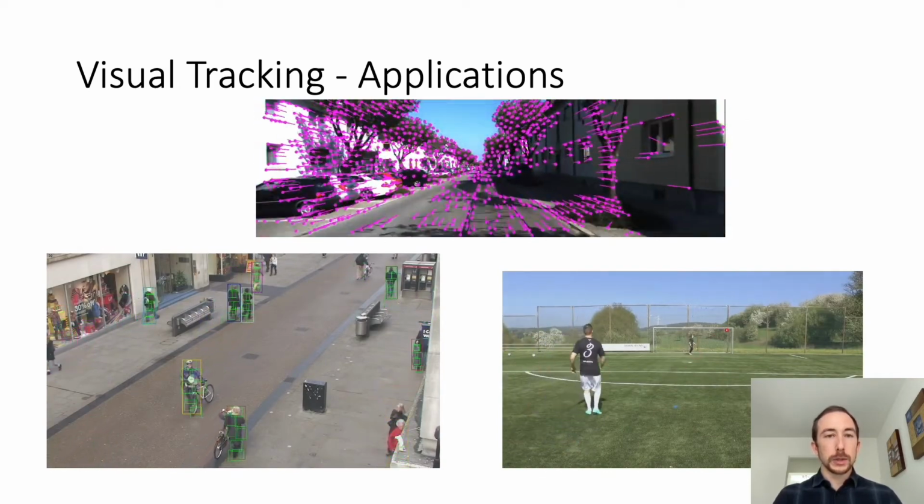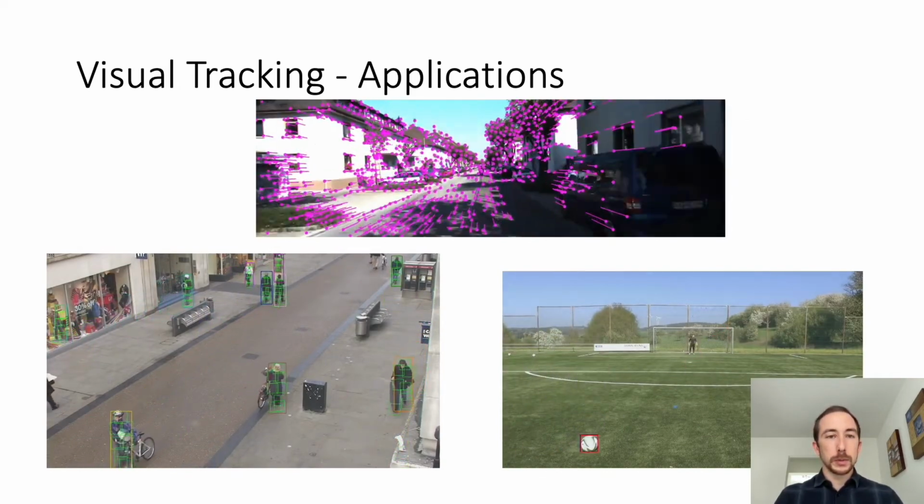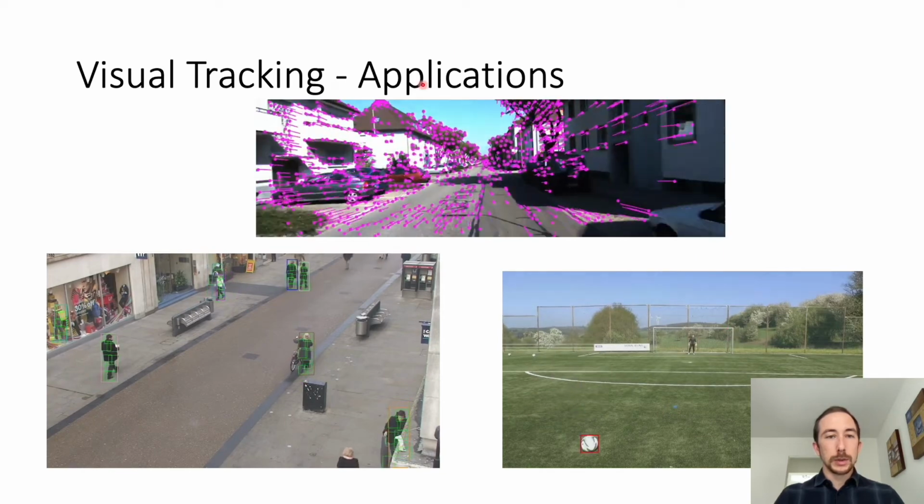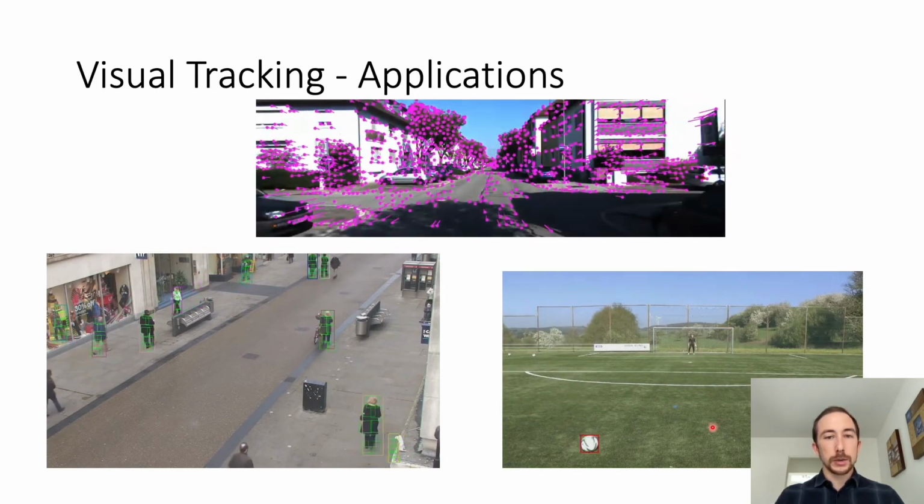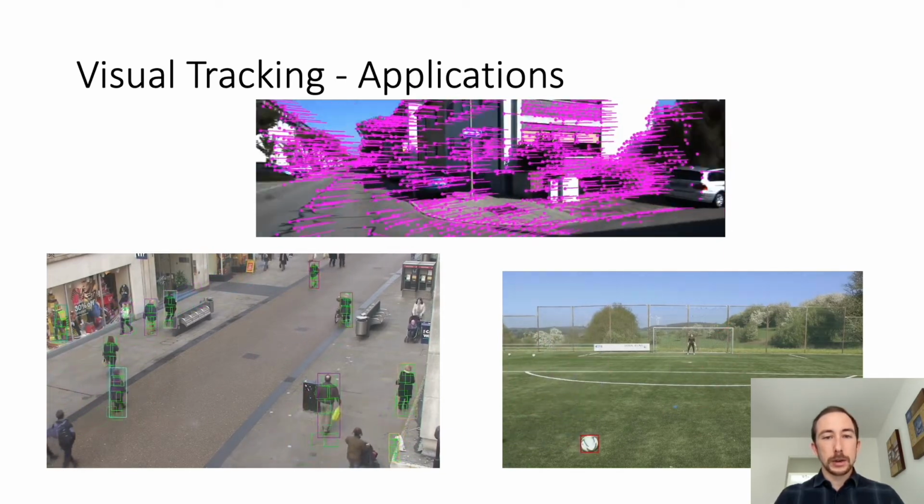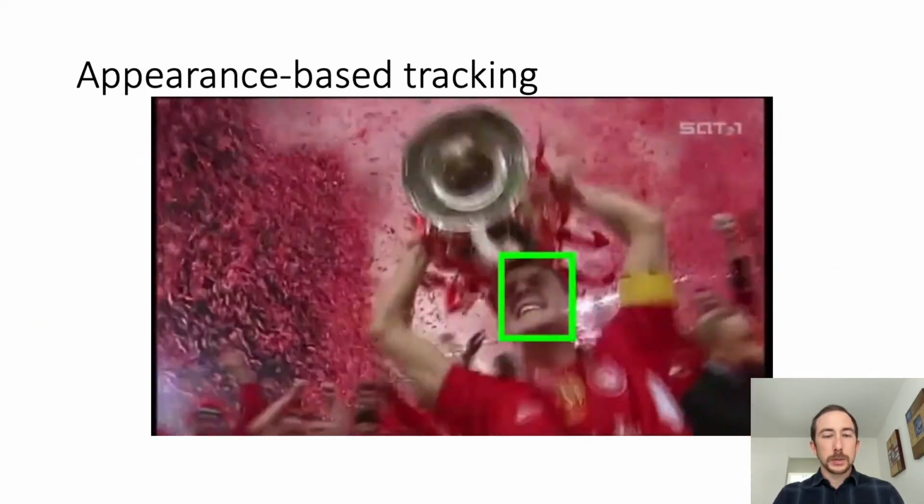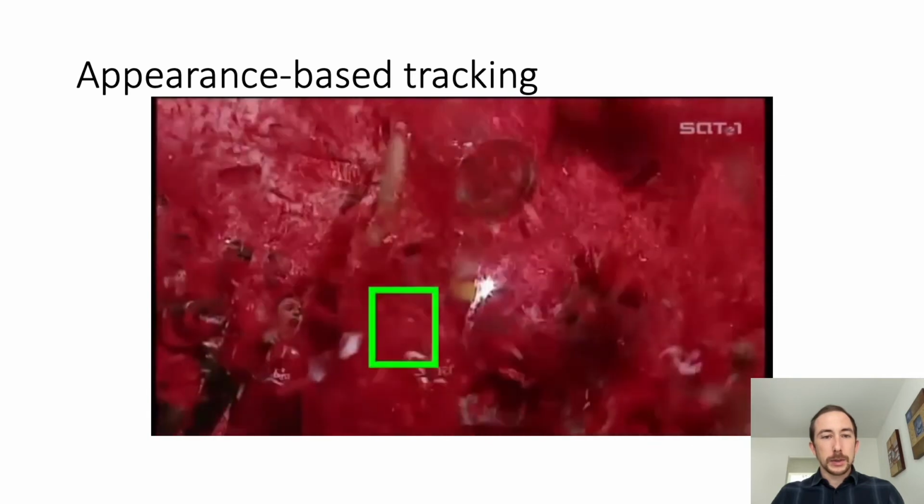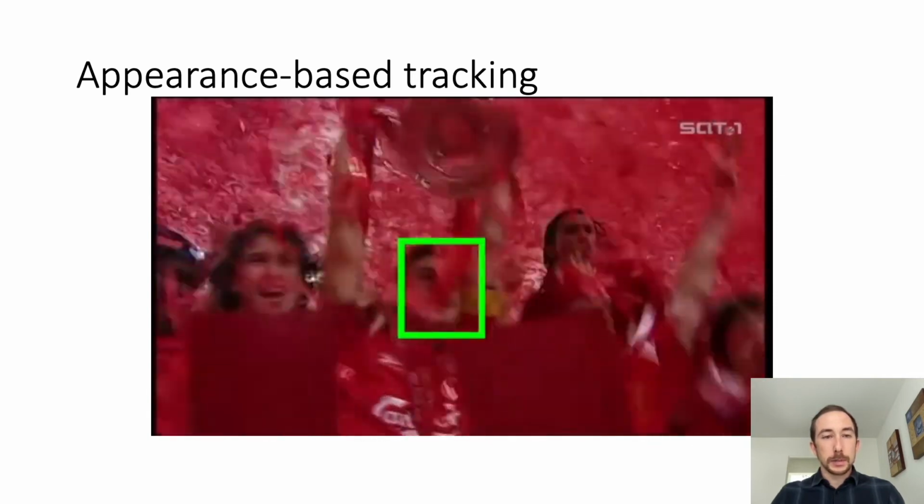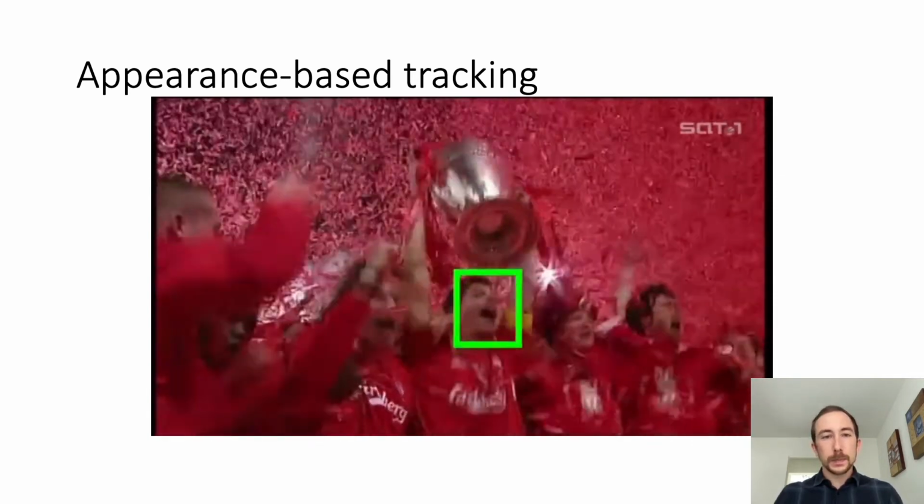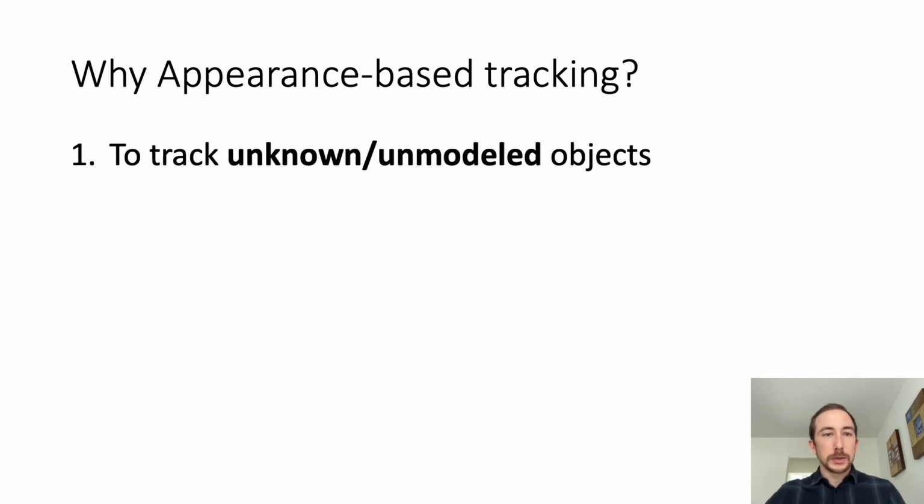So visual tracking, of course, comes in very many different forms. You can track feature points, you can do multi-object tracking, or track completely arbitrary objects like here. So I will mostly cover the latter, where the target we want to track is given to us in an initial frame by, for instance, a bounding box.